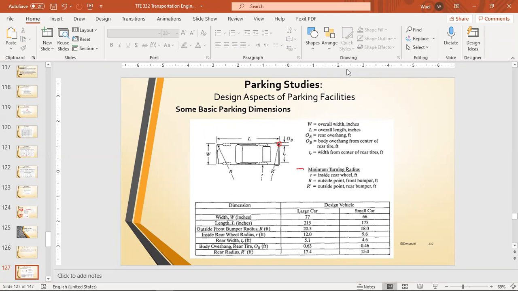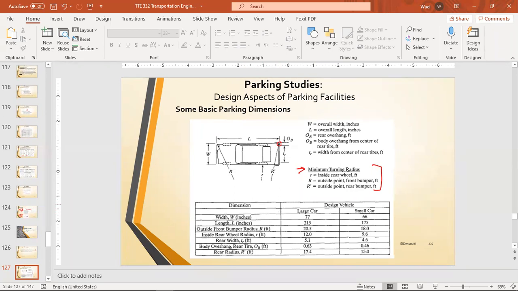Then there's the minimum turning radius. That's a key factor. The minimum turning radius is critical in designing the ramps and the geometry of the parking facility. We have r, the inside rear wheel, and capital R, the outside point, and R dash, the outside point at the rear bumper. Usually in this case, we use software such as AutoCAD or Civil 3D to simulate a vehicle driving in the parking facility.